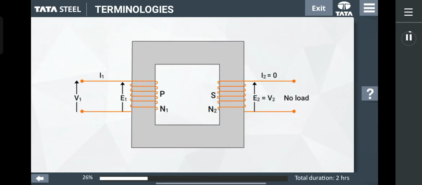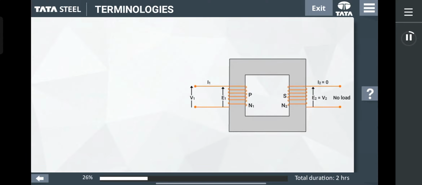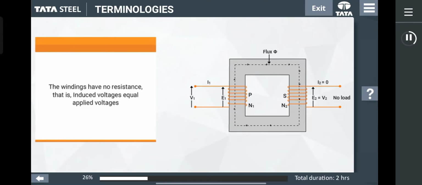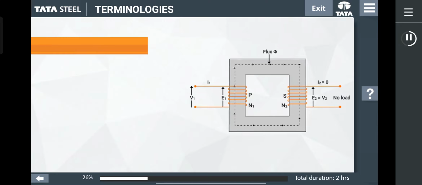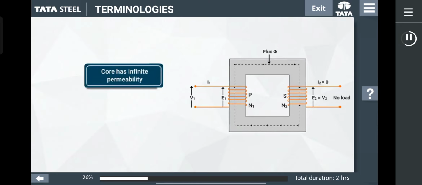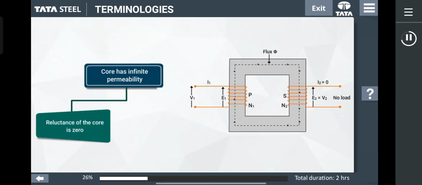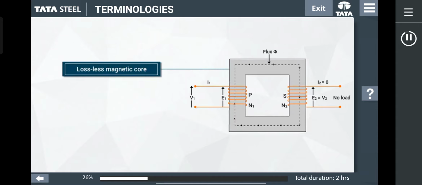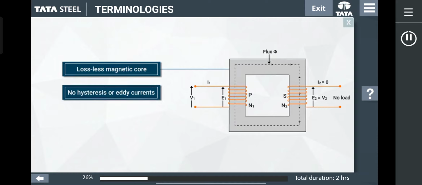Here are a few terms that we need to understand first. Zero leakage flux: fluxes produced by the primary and secondary currents are confined within the core. The windings have no resistance, that is, induced voltage equals applied voltage. The core has infinite permeability. It means the following two conditions: reluctance of the core is zero, and negligible current is required to establish magnetic flux. Lossless magnetic core, that is, no hysteresis or eddy currents.